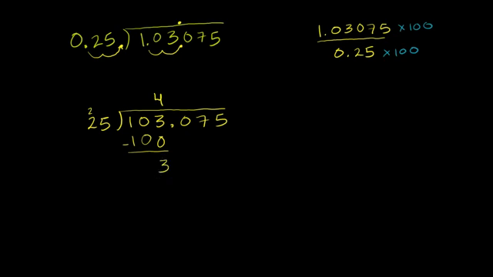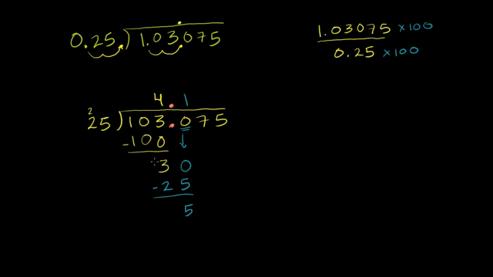And now we can bring down this 0. 25 goes into 30 one time. And if we want, we can immediately put this decimal here. We don't have to wait until the end of the problem. This decimal sits right in that place, so we could always have that decimal sitting right there in our quotient or in our answer. So anyway, we were at 25 goes into 30 one time. 1 times 25 is 25. And then we can subtract. 30 minus 25, well, that's just 5.